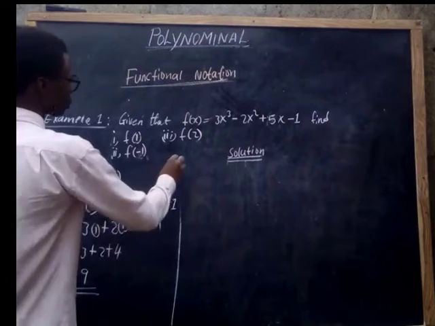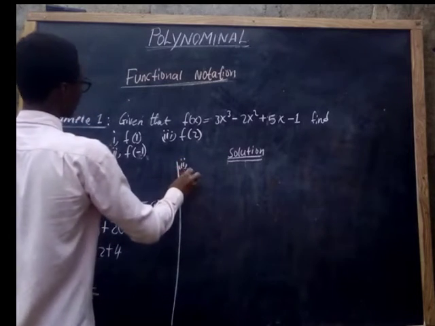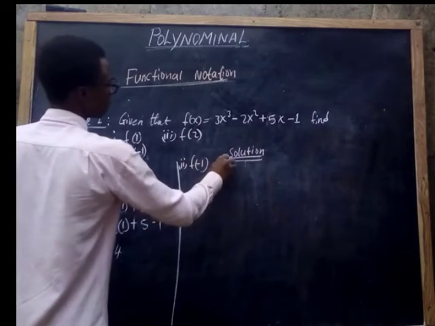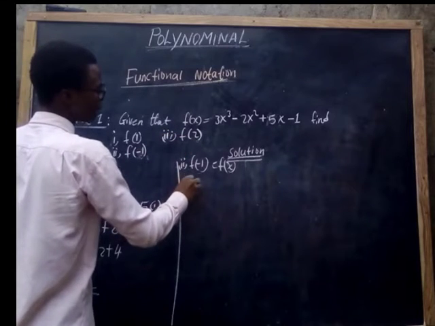Good. So now we continue with Roman 2. Roman 2 says f of minus 1, which is just f of x with x equal to minus 1. So now, what is f of minus 1?